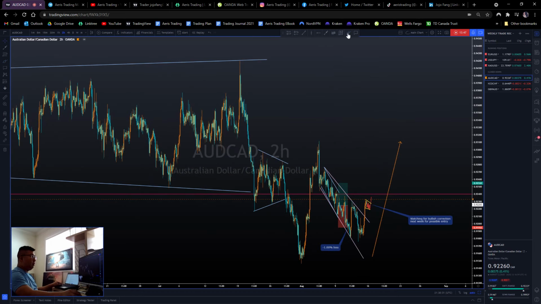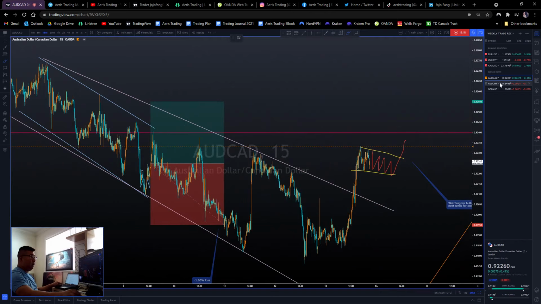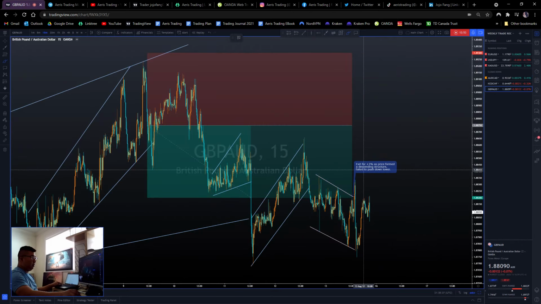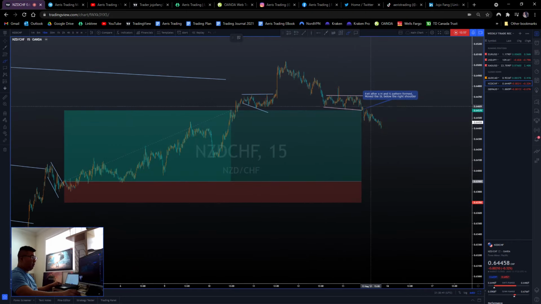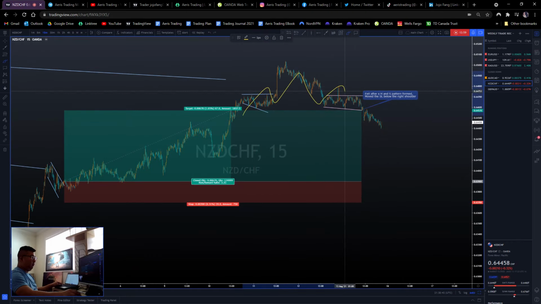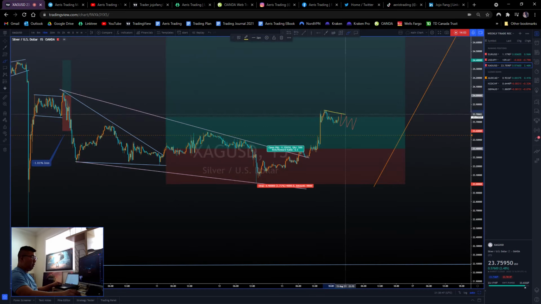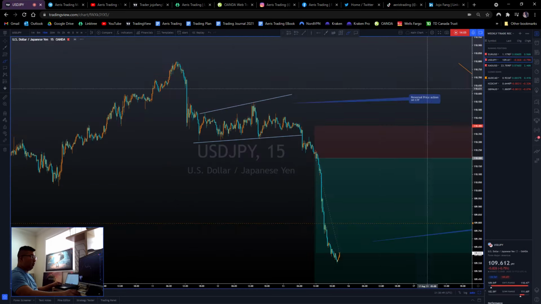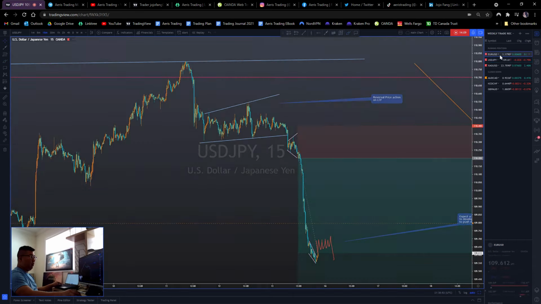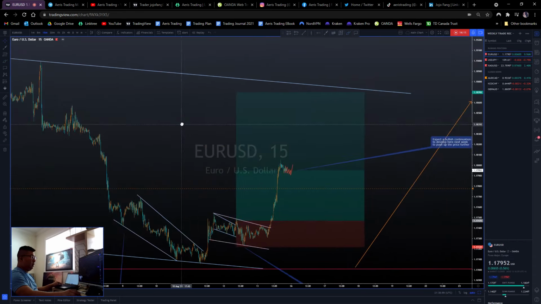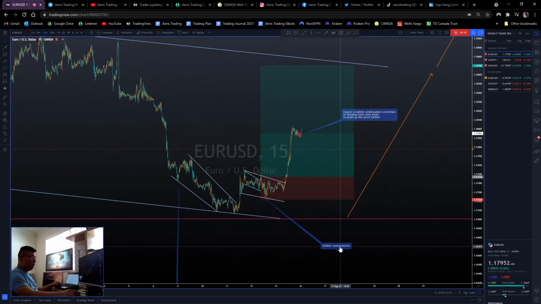So to recap, everyone, Aussie CAD was a trade I took for a 1% loss, and Pound Aussie took a 1% profit here. Kiwi Swiss ended up with a 3.35% profit after a head and shoulder reversal. And the trade I'm currently running right now is silver, running about 1% profit. Dollar yen is running almost 3% profit right now, and then euro dollar was the other position that I'm currently running, and it's running about 2% or so right now.